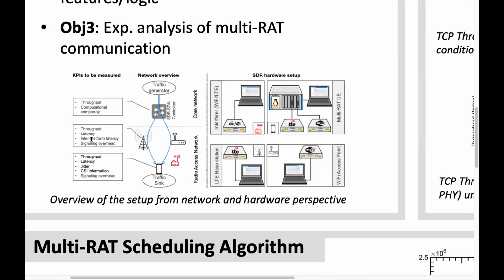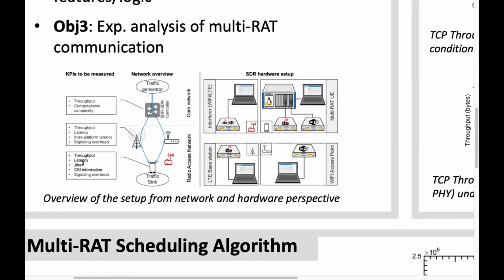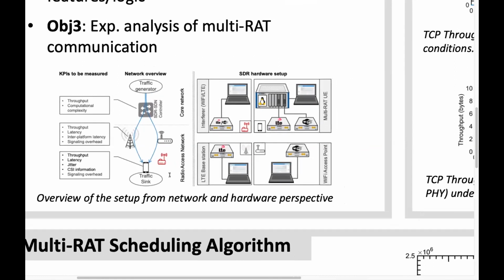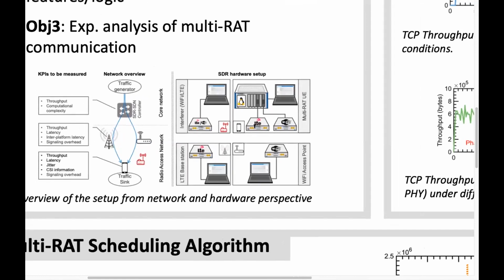And in this network, we made a couple of measurements like throughput and latency and jitter and CSI information and stuff like that. And from the hardware setup, you can see on the right side the software-defined radios. The UE was connected to a PXI station that was connected to a computer running the upper layer code, and the software-defined radios were running the MAC layer and physical layer code.